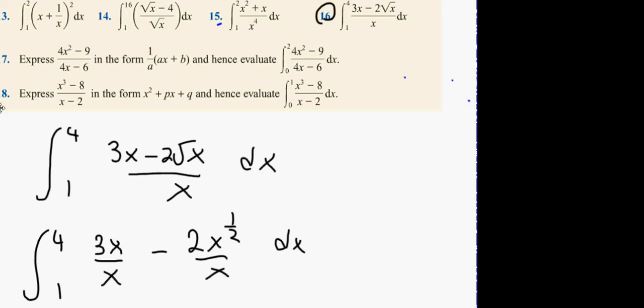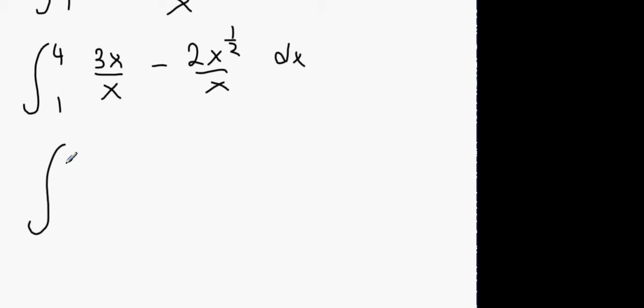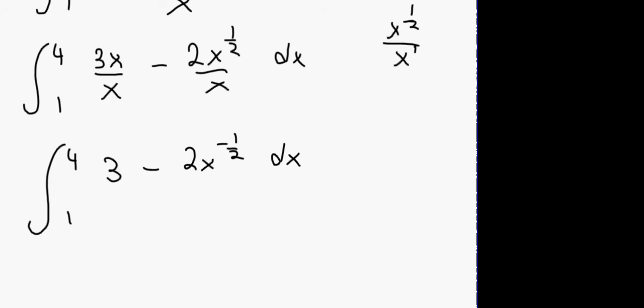I'm then going to work a bit further on this, and I'm going to say it's the integral from 4 to 1. 3x divided by x is 3. Now, Rory, what is x to the half divided by x? A half minus 1, basically. So x to the power minus a half dx. Now, and only now, am I fit to integrate.